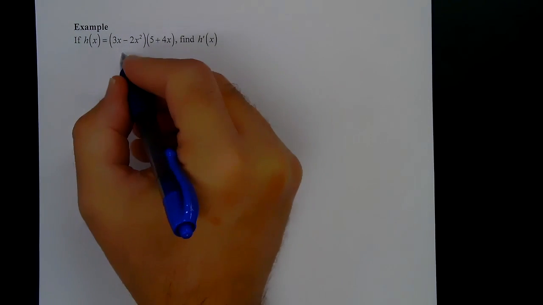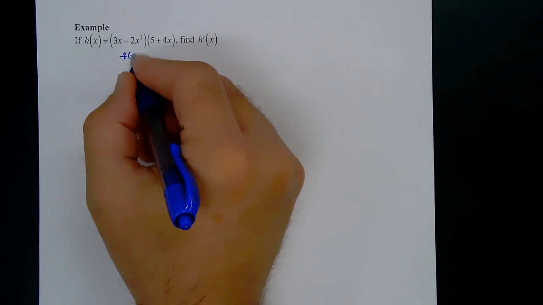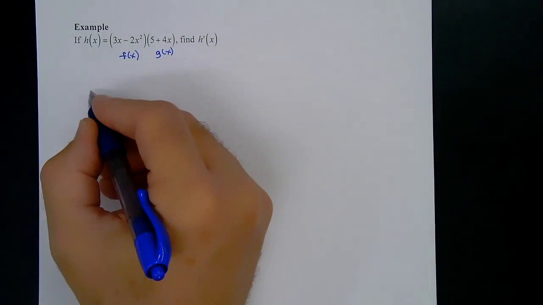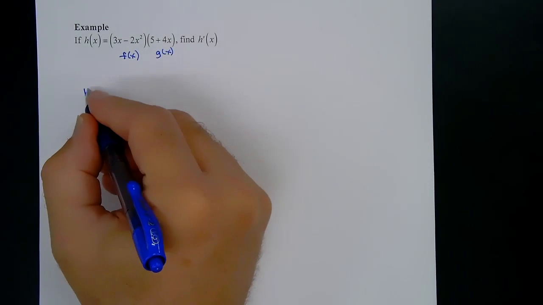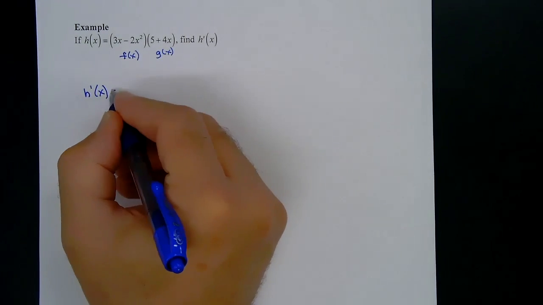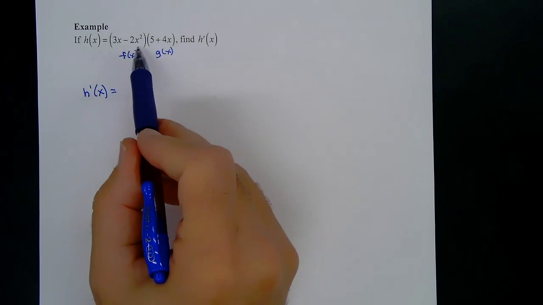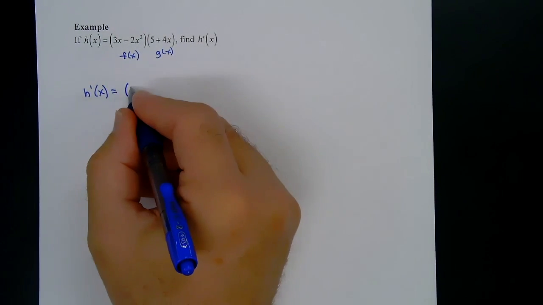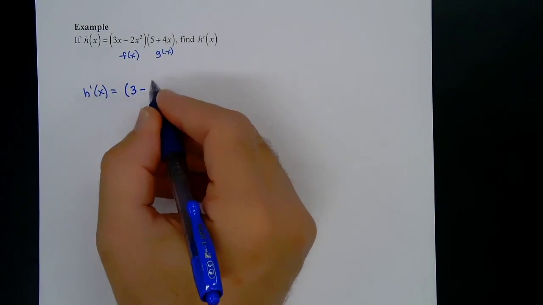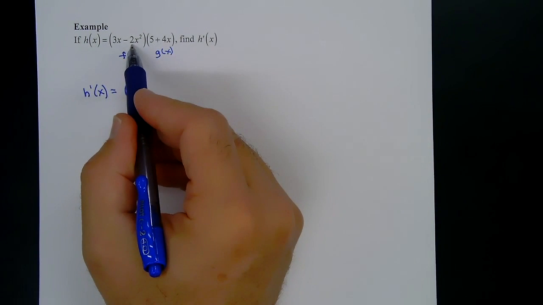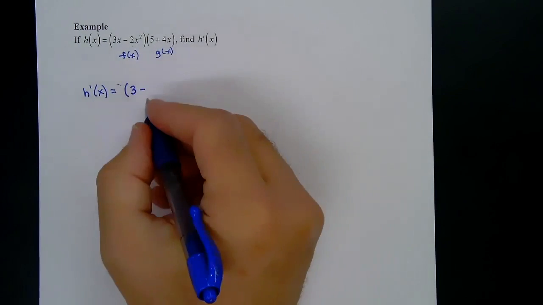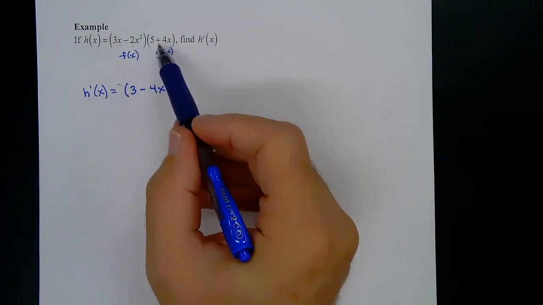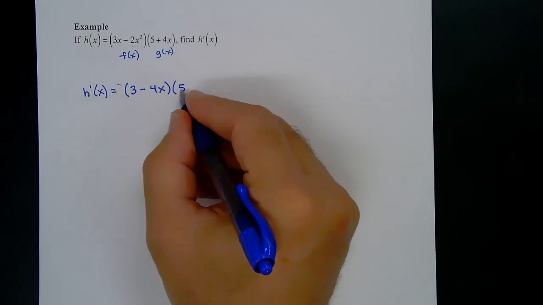So this right here, we're going to call that one my first function, so f of x, and I'm going to call this one g of x. All right. And so h prime of x is equal to, okay, so it'd be the derivative of this first function, right? So in parentheses we'd write 3 and then minus, and then we're going to bring the power down, so that'd be 2 times 2, which is 4, times x. So minus 4x times the second function left alone, so that'd be 5 plus 4x.